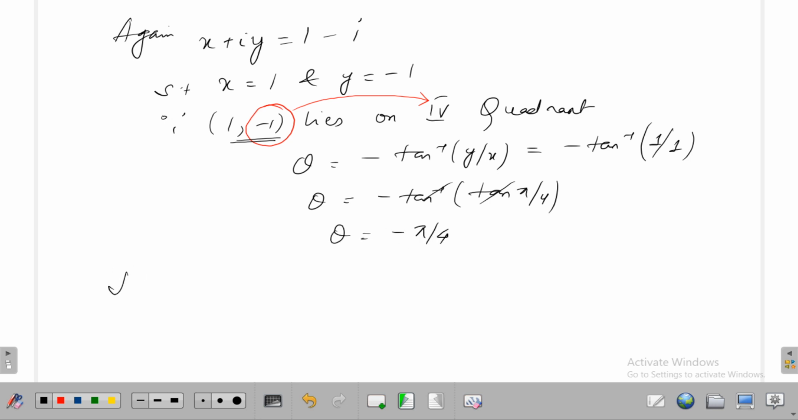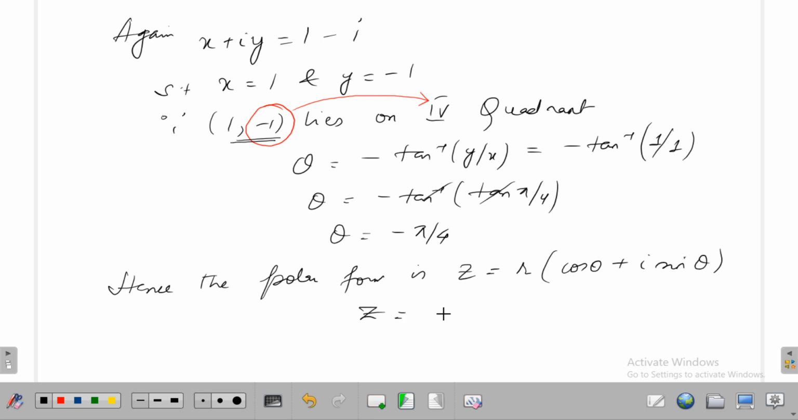Hence the polar form is nothing more than z is equal to r, and then cos theta plus i sine theta. So in short, z is equal to the value for r, which I got to be root over 2, times cos of minus pi by 4 plus i sine of minus pi by 4. So that's all about question number 3.